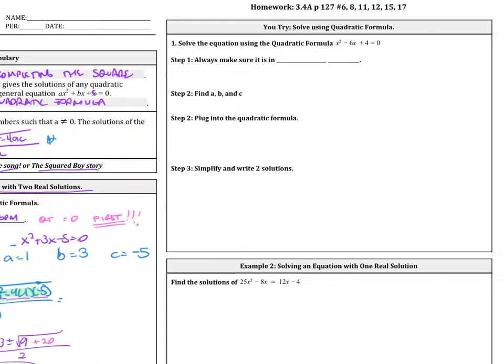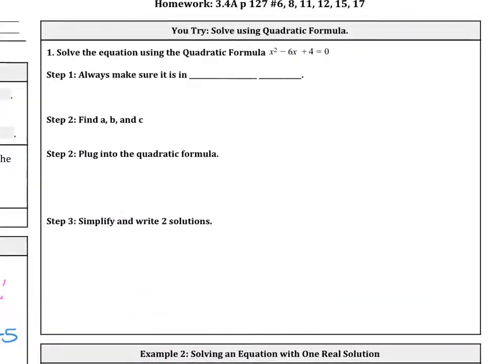Okay, so here's an example. Try this example out. Solve using the quadratic formula. It's already set equal to 0. We write it in standard form, and it is. So identify a, b, and c, and then plug it in. Remember that if you can simplify the square root, you must. And then see if you can get down to simplifying all the way.